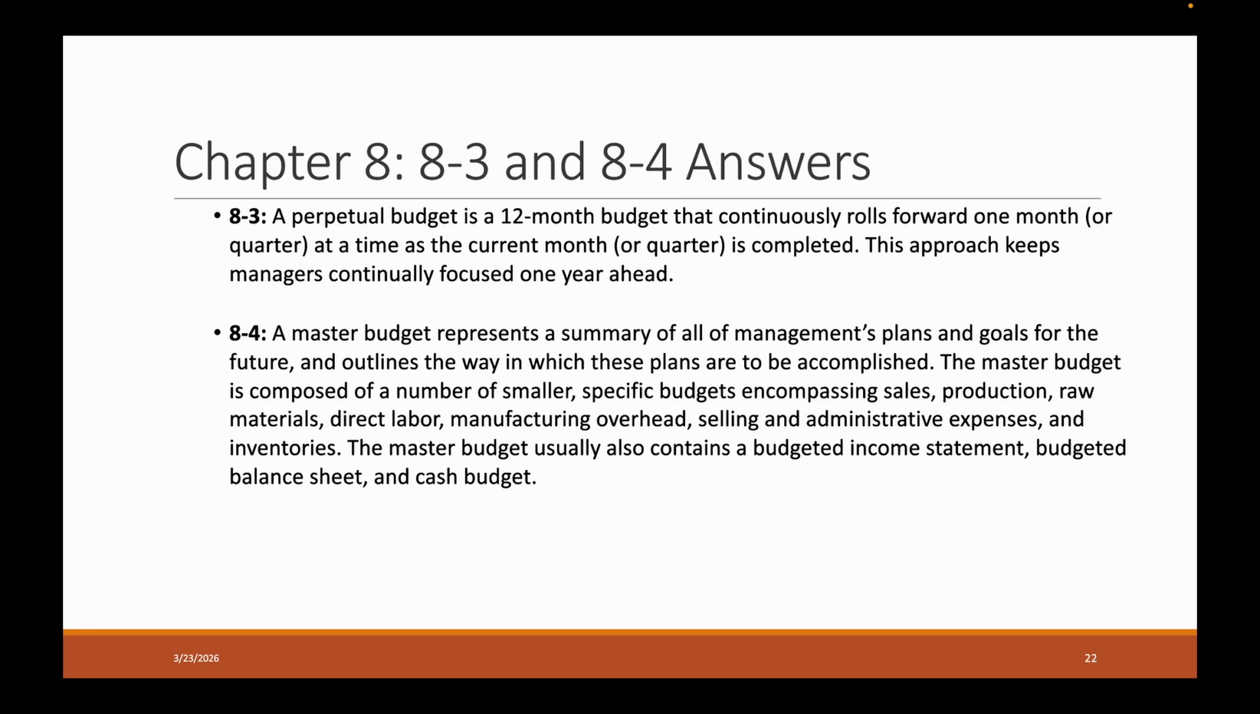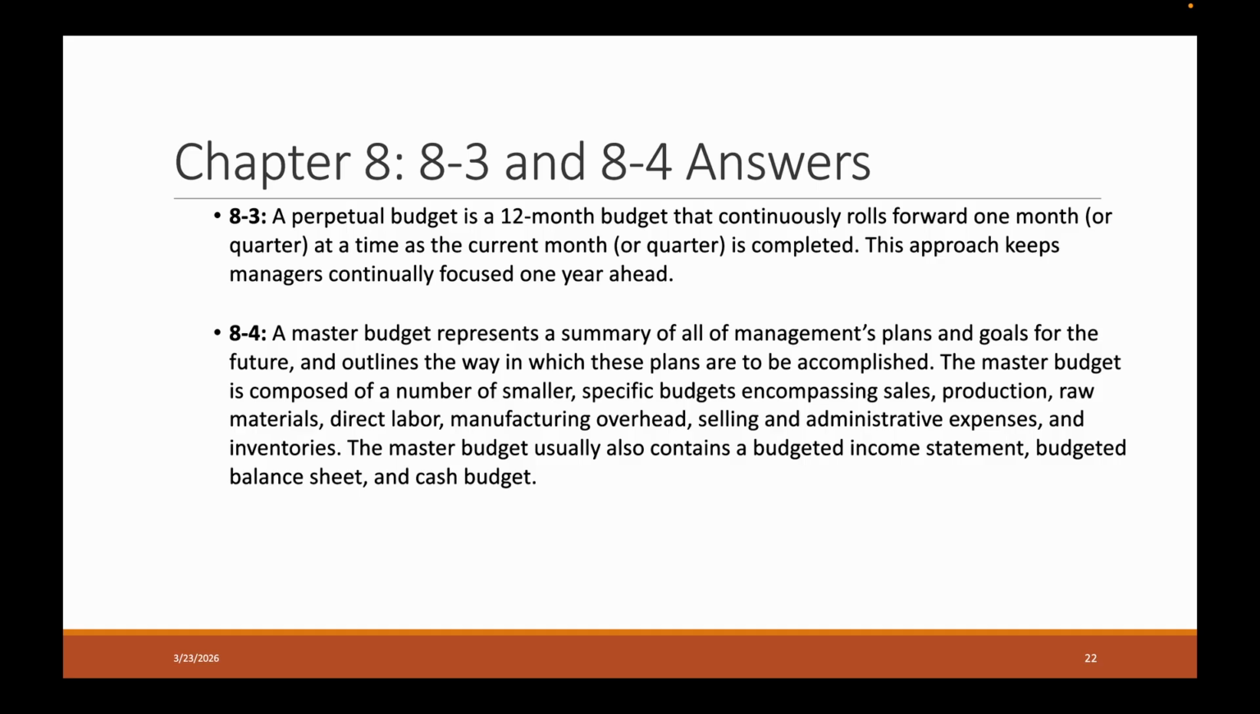All right, 8-3, a perpetual budget is a 12-month budget that continuously rolls forward 1 month or quarter at a time as the current month or quarter is completed. This approach keeps managers continually focused 1 year ahead.